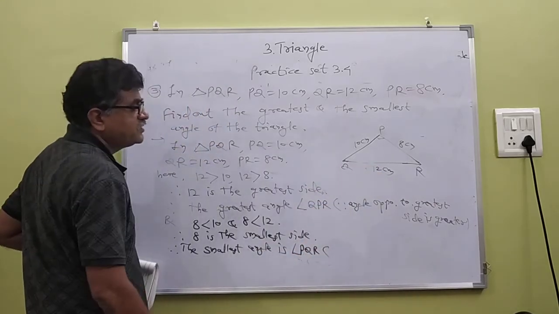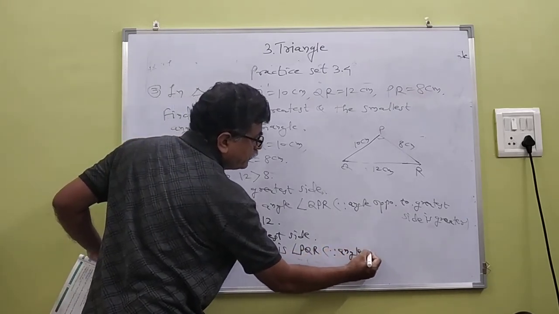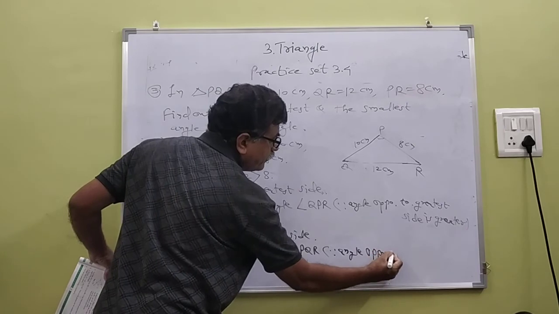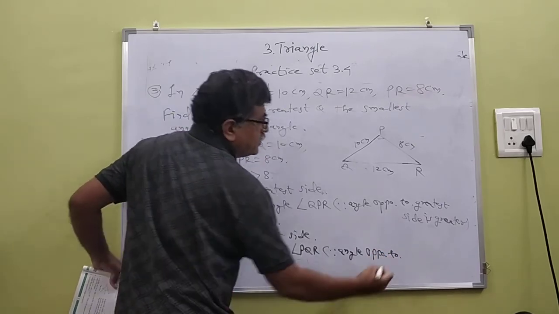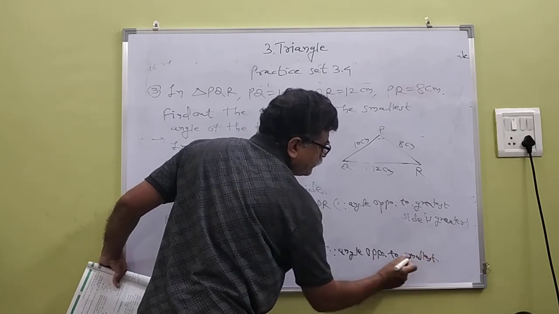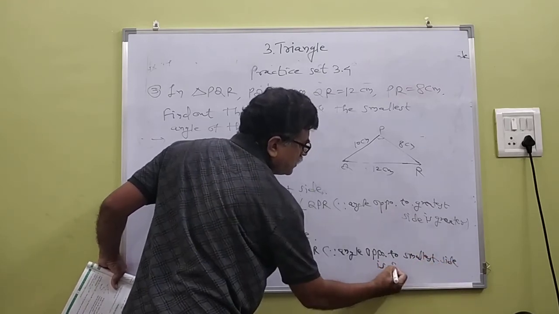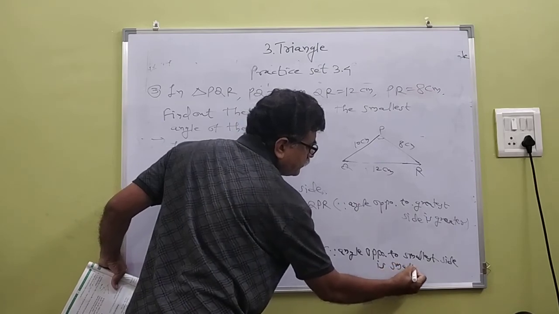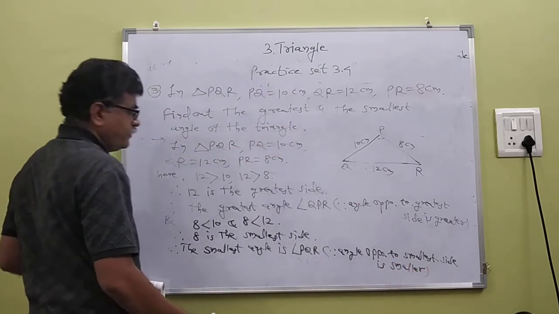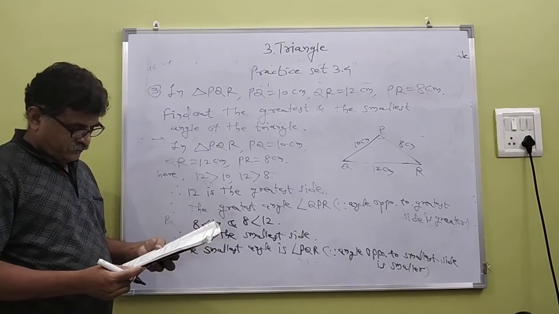Write down in bracket, since angle opposite to smallest side is smaller. This is the answer. Thank you.